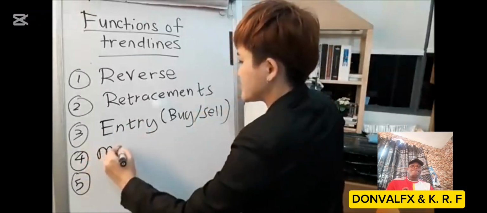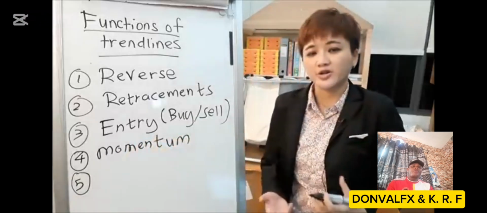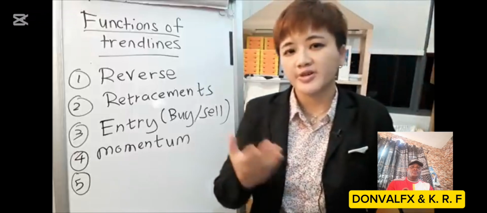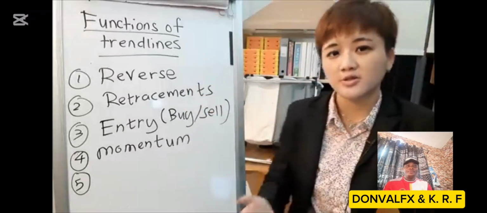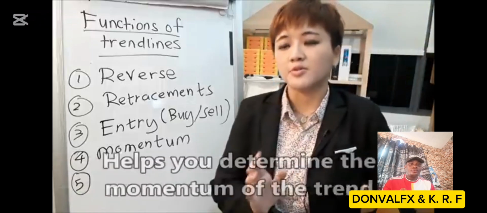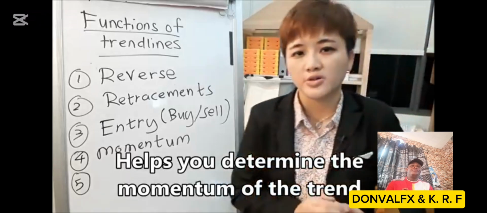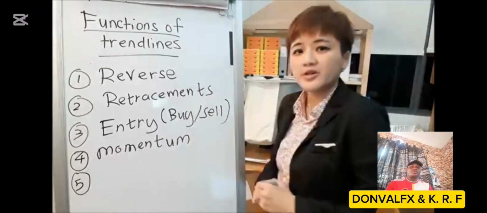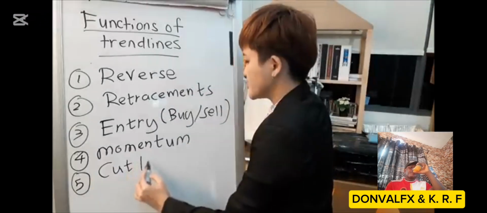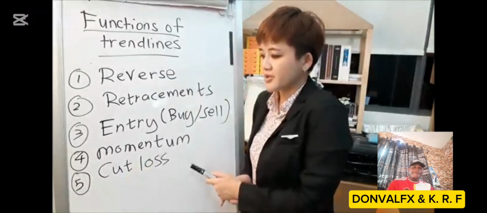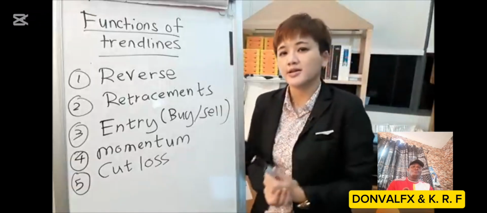Next, it indicates the momentum of the trend, because there are strong and weak trend lines. If you draw a trend line and realize that it is not that strong, it also tells you that the momentum of the trend you're trading in is not that strong. It's not going to run up really fast. And of course, some people use it as a point to put their stop loss, below or above the trend line, depending on which direction you're trading.